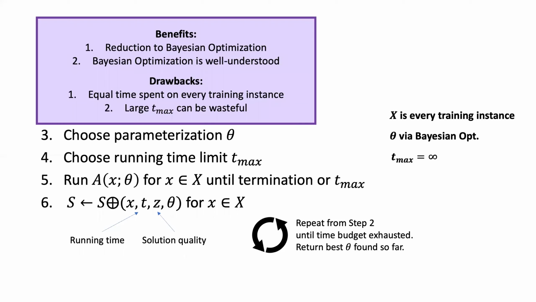The drawbacks are, well, we spend equal time on every training instance, because we do a for loop over every training instance every time we take a measurement, because we measure the loss function on every training instance every time we choose a theta. And maybe we don't want to be more selective than that because some instances are easier or harder to tune than others. And again, a large Tmax can be wasteful. So those are the drawbacks.